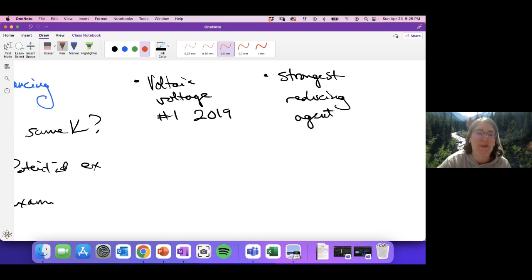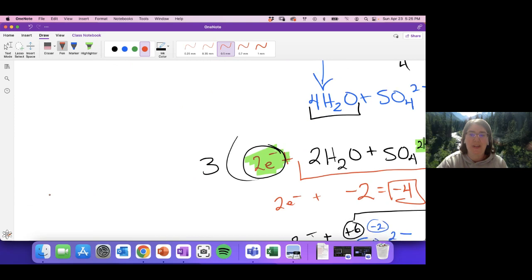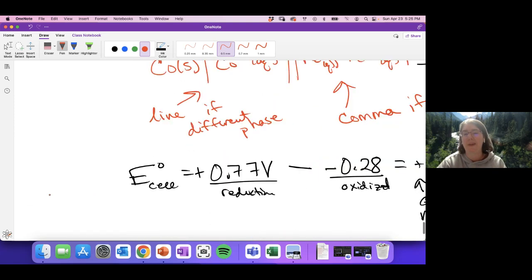Strongest reducing agent. Let's do that one. So first of all, we didn't talk about reducing agents at all. So first of all, we have to talk about what that means.